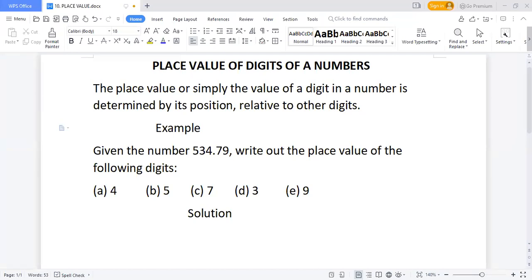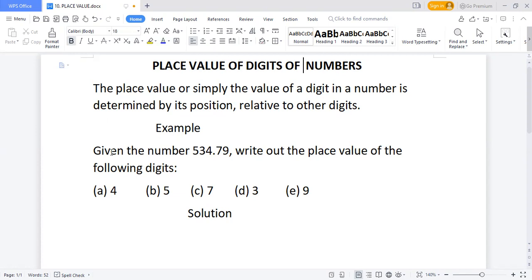Now today we'll be considering place value of digits of numbers. Now, the place value, or simply put, the value of a digit in a number is determined by its position relative to other digits. The position of that digit in the number.